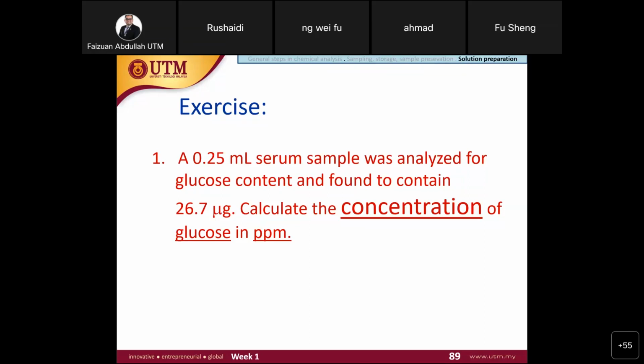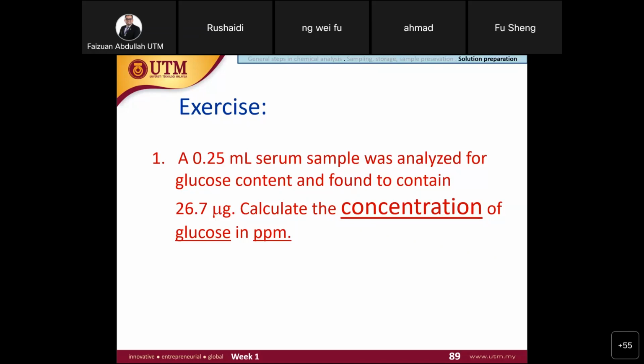How many ppm, guys? Is it 106800? So just divide 26.7 by 0.25. How much do you get? 106.8.